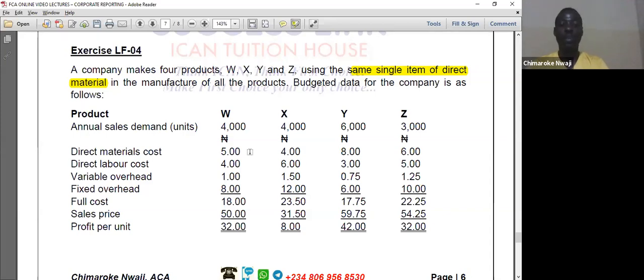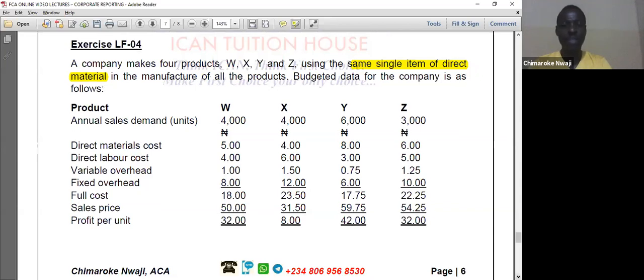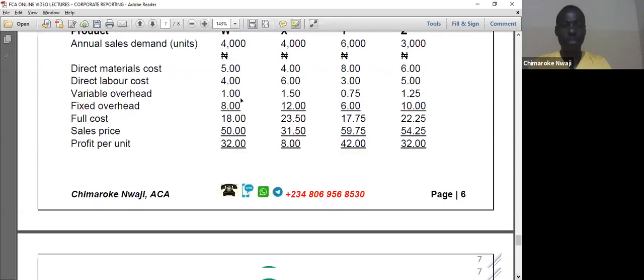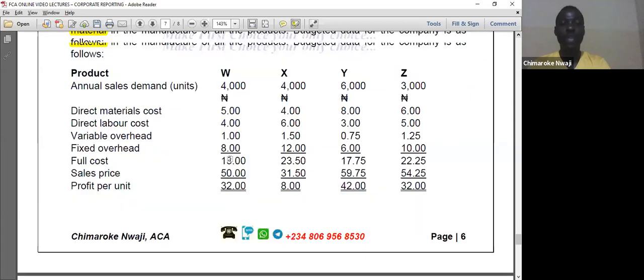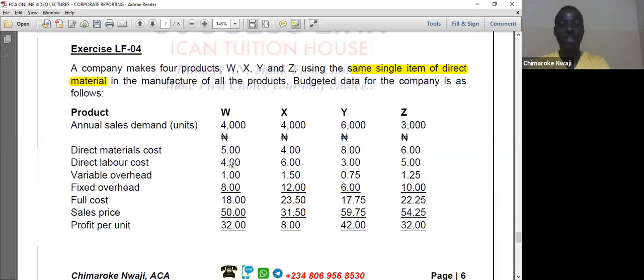Now that's your assignment. Like we did in labor, when we changed our labor cost to number of hours. If you look at it now, this direct material cost is given to you in naira. That's fine. Your limiting factor is also given to you in naira, so there's no need to convert. This is different from labor, where they give you labor costs and your limiting factor in hours, then you convert.